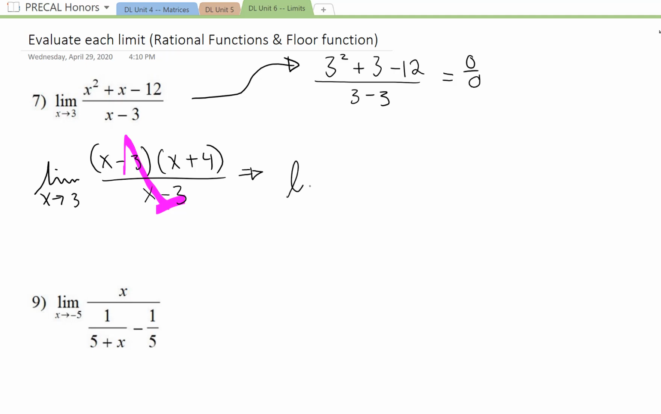Now we're trying to find the limit as x approaches 3 of x plus 4. Direct substitution in this case would not yield an undefined expression, so plug in the 3 and you have your limit.